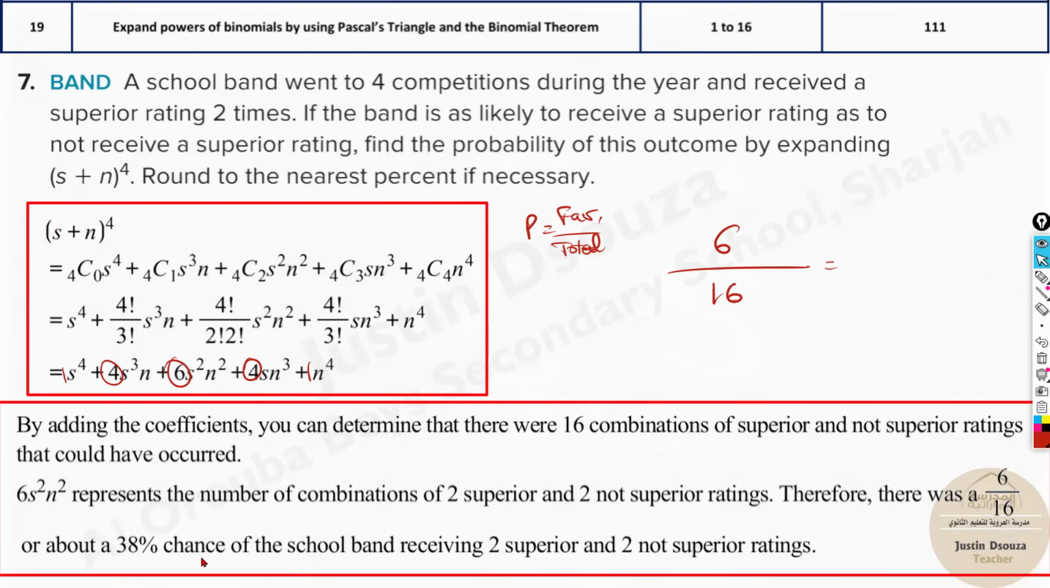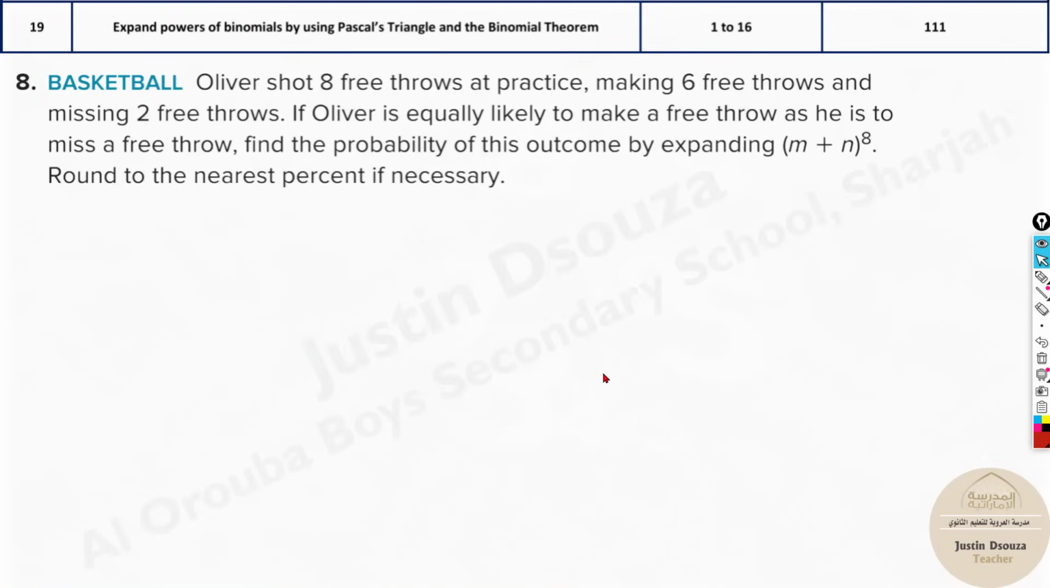So let's look. It's 38%. It'll be 0.38. Just multiply this by 100. You will get the percentage. So there is a 38% chance this particular school band will have 2 superior ratings and no rating the other 2 times. The next problem is similar, just like what we did a while ago.